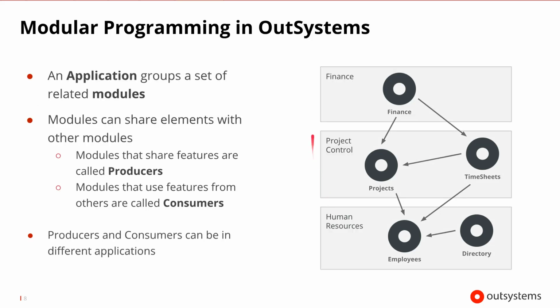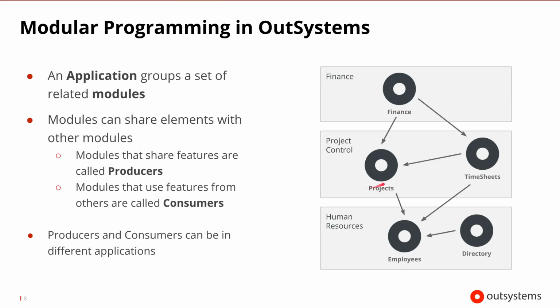Now inside of OutSystems, we set an application groups a set of related modules and then allows us to deploy those modules as an application. So we might divide up some of these individual modules that focus on their key aspects into different applications. Now, just because the modules are in different applications doesn't mean they can't share the elements that they have with other modules. So modules that are going to share features are called producers, and modules that consume or use those features are called consumers. And producers and consumers can be, as we mentioned, in different applications.